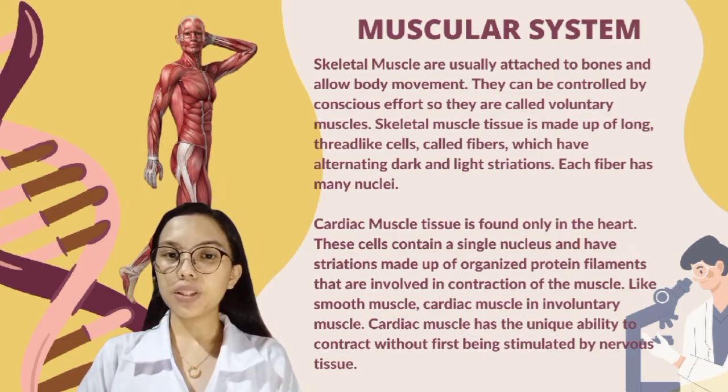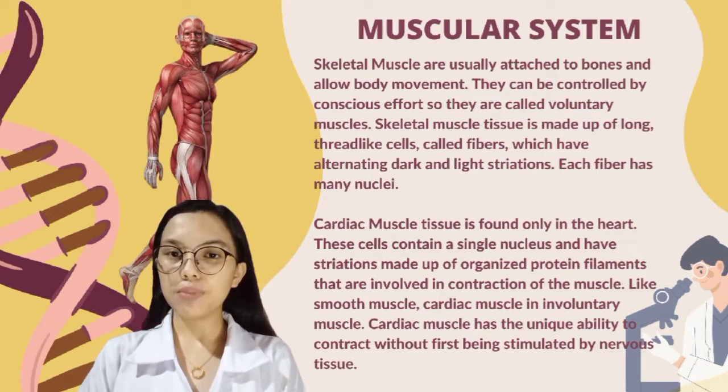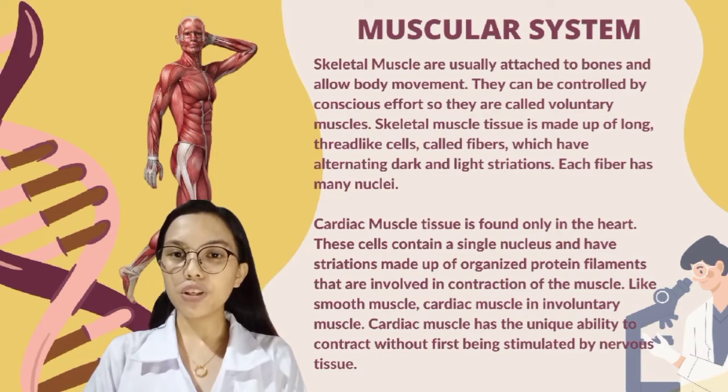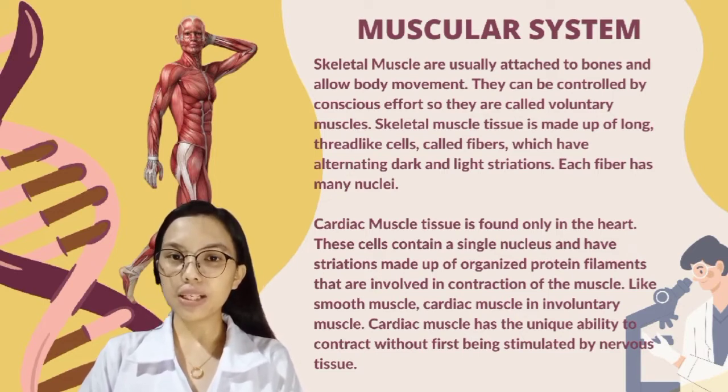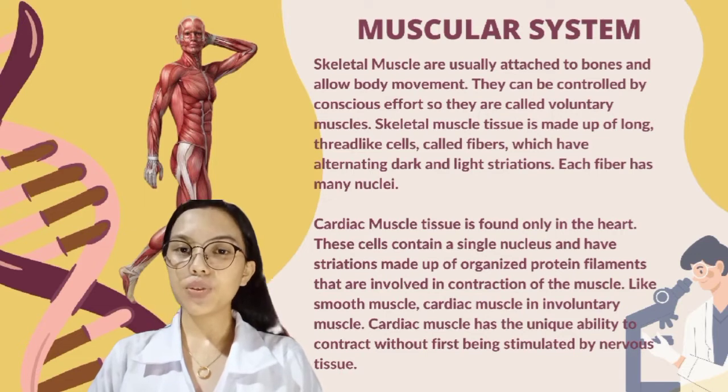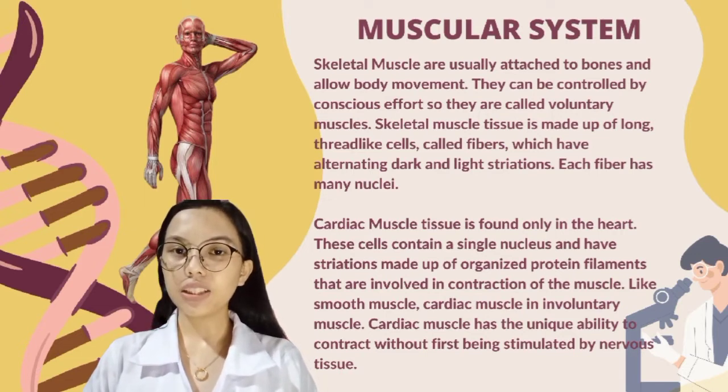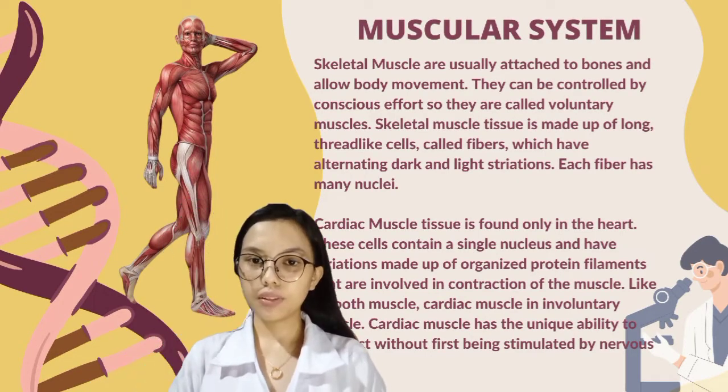Skeletal muscles are usually attached to bones to allow body movement. They can be controlled by conscious effort, so they are called voluntary muscles. Skeletal muscle tissue is made up of long, thread-like cells called fibers, which have alternating dark and light striations. Each fiber has many nuclei.